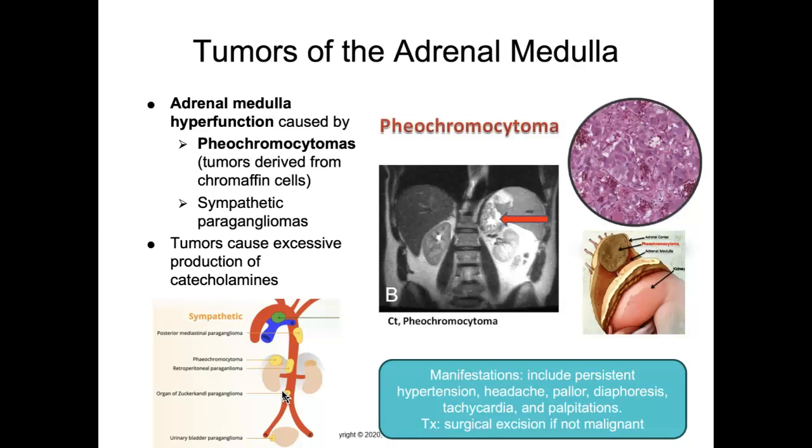So if they're not malignant, then surgical excision could help remediate the situation. These tumors do tend to be extremely vascular and can rupture and cause massive and potentially fatal hemorrhage.